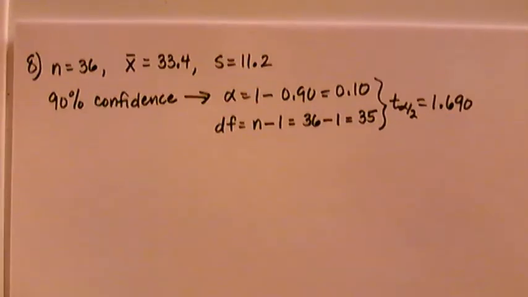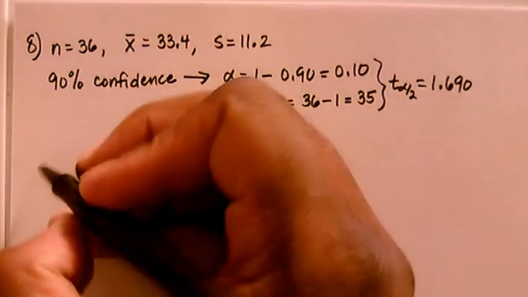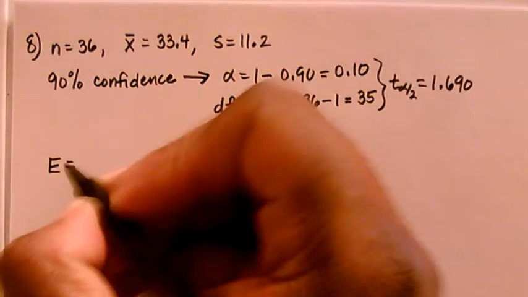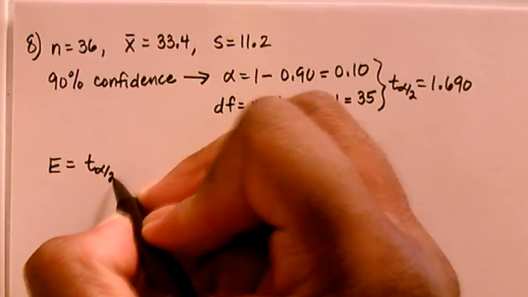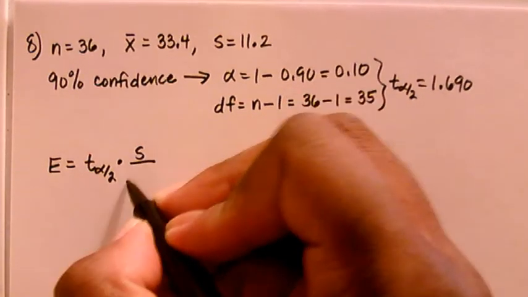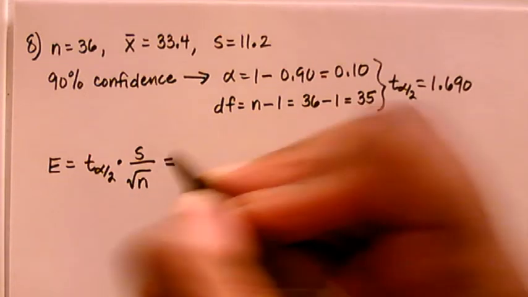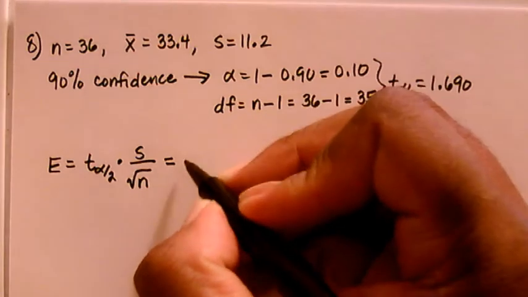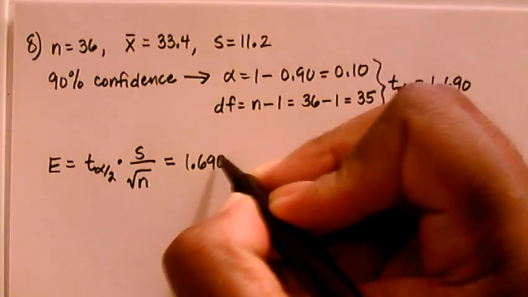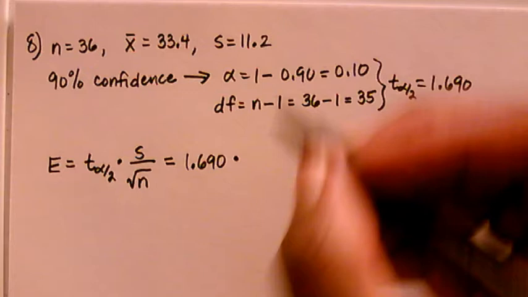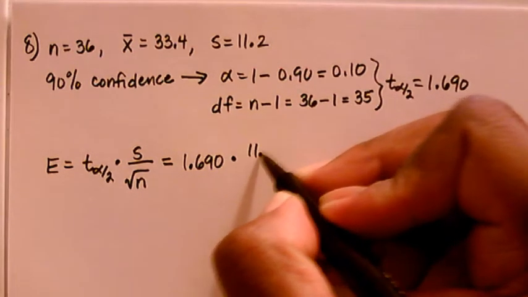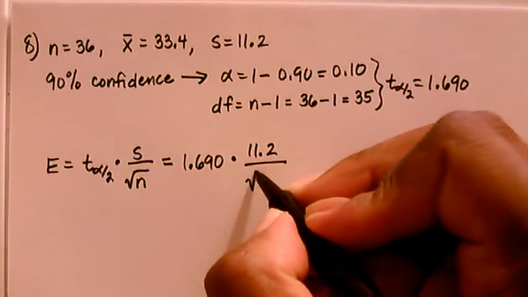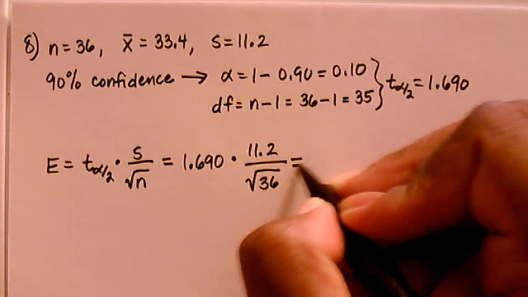Okay, and now to find the margin of error, that's going to be t of alpha over 2 times s over the square root of n. And then just substitute those values. t of alpha over 2 will be 1.690 times s, that's your 11.2, over the square root of n. N is 36, that's square root of 36.